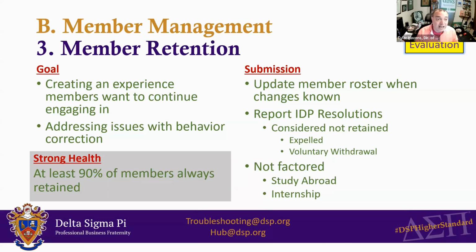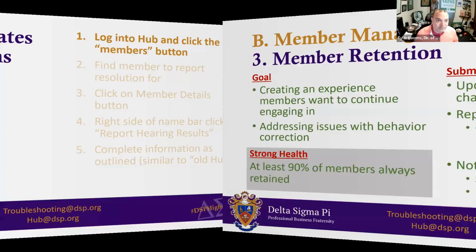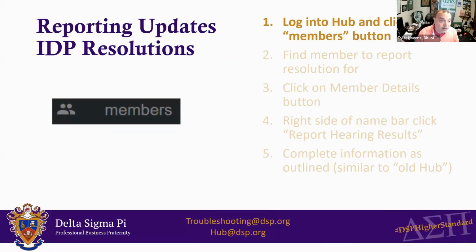This is truly only looking at how many individuals had been expelled or had been approved for a voluntary withdrawal under this. And we do have processes now if we do need to expel individuals through the individual discipline process. I know our team has been communicating with chapters that had reached out to us, but that process is now available. And so for members that do need to report any type of resolution, whether it's an expulsion, suspension, probation, or not found responsible, they're going to start at that members tab like they would have in Old Hub.